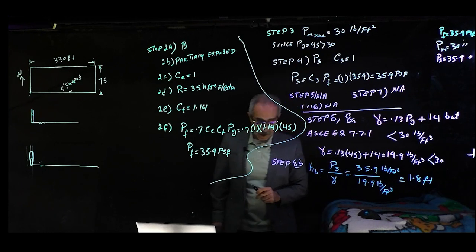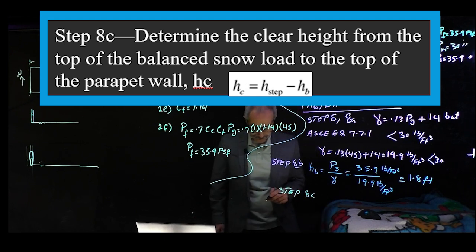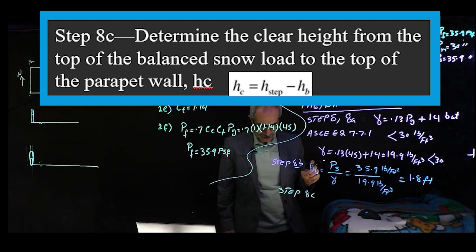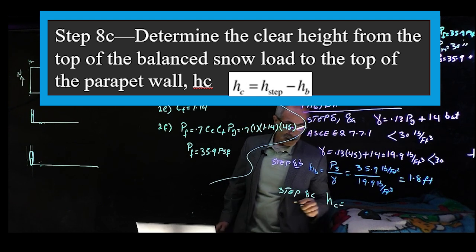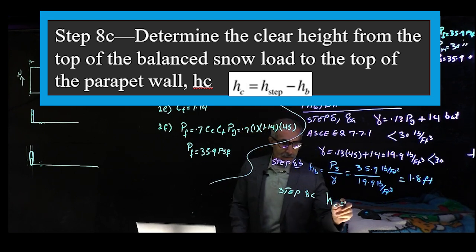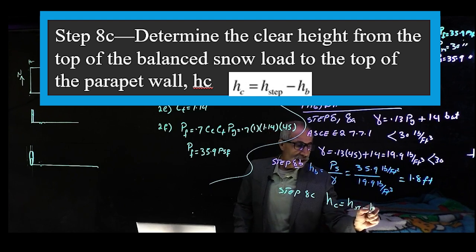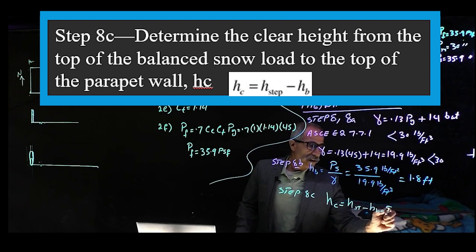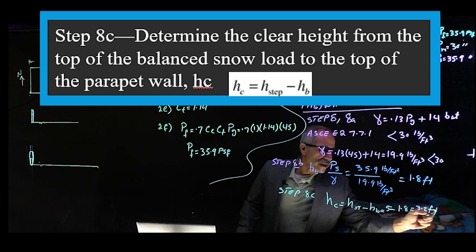We need that number. Let's move to step number 8C, and that says determine the clear height from the top of the balanced snow load to the top of the parapet, or HC. We want to know what HC is, and our HC is the height of the wall minus HB. The wall was 5 minus 1.8, and that will give us 3.2 feet.